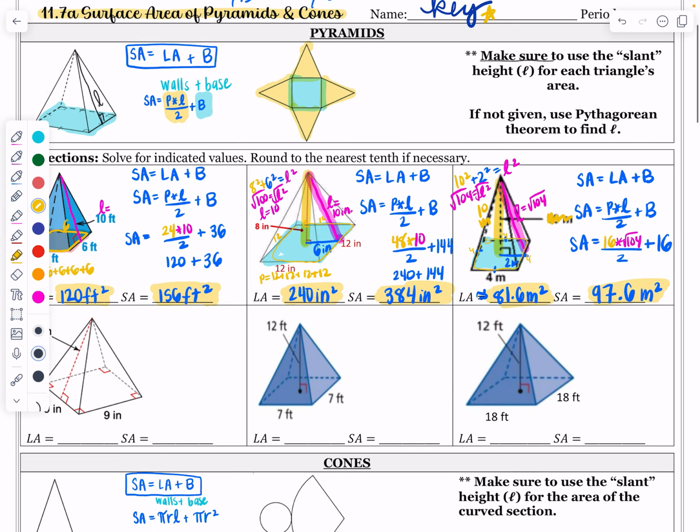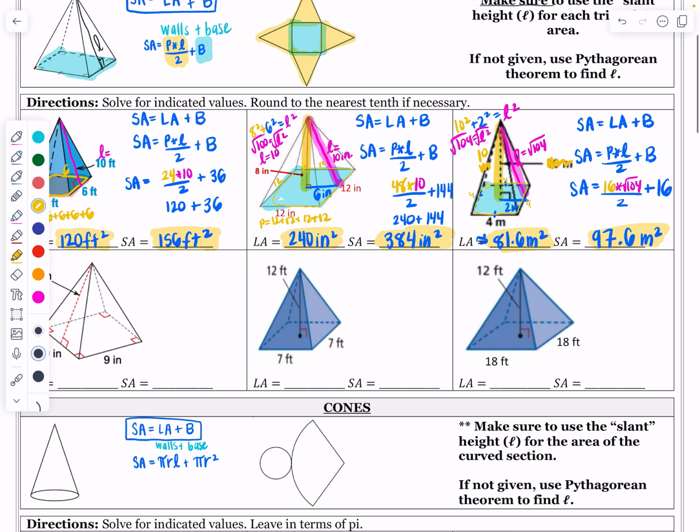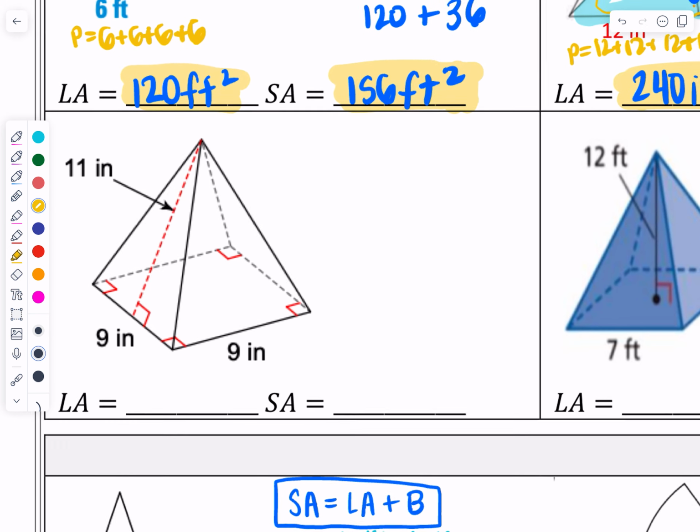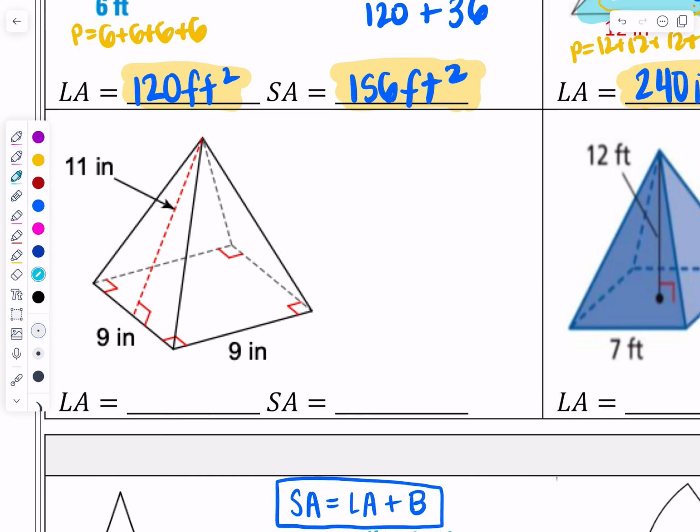Okay, so those are a few pyramids. We're going to keep going and do a few more, and then we'll look at cones. Okay, so here, let's go ahead and highlight my base. This is a square pyramid. They give you the slanted height, thankfully, so this one's going to be way easier. I don't actually have to find my slant height.